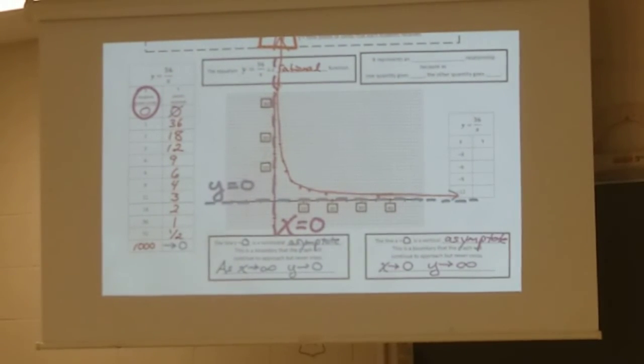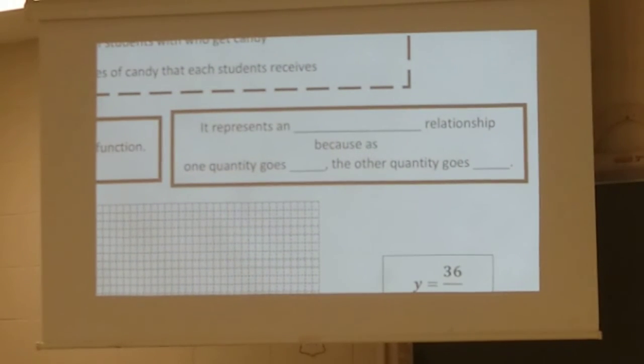Okay, now the graph that we drew is an inverse relationship. And as you probably noticed from the very beginning, as one quantity goes up, the other quantity goes down.